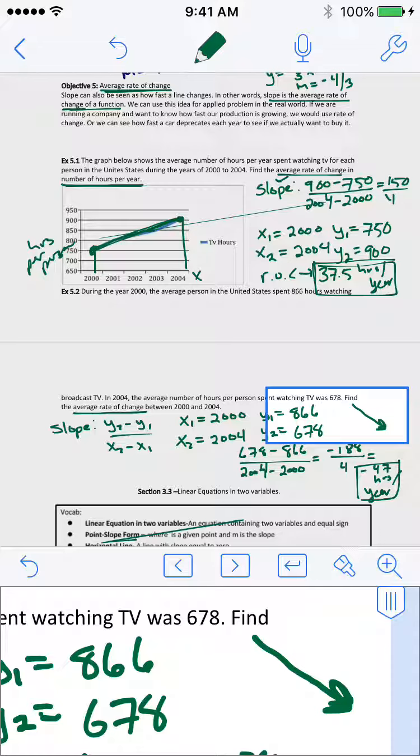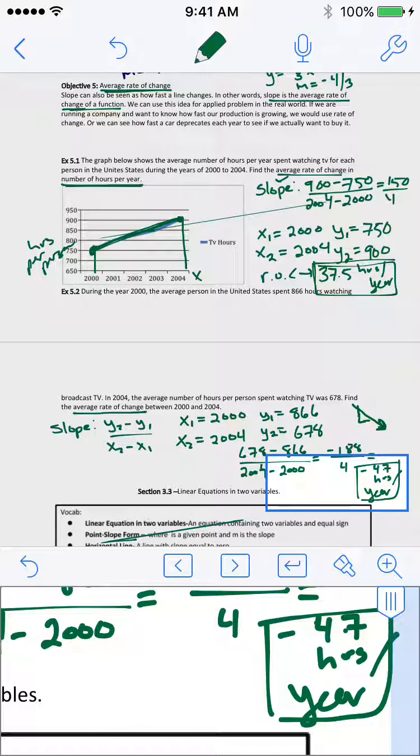So if we're going down, that means we go down 47 and over 1. That's what we're doing here. So this negative 47 actually does make sense. We're going down 47 hours per year, which is good. Chances are they're probably switching over to being on their phone more or watching things on Netflix. But it seems like with broadcast TV, it is going down 47 hours per year. And that's pretty important. What if your boss wanted to know stuff like that? If you worked for broadcast television, you'd be like, okay, we need to jump on this Netflix thing because clearly people are not watching broadcast TV as much as they used to.